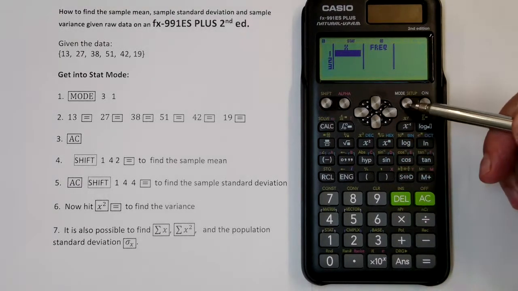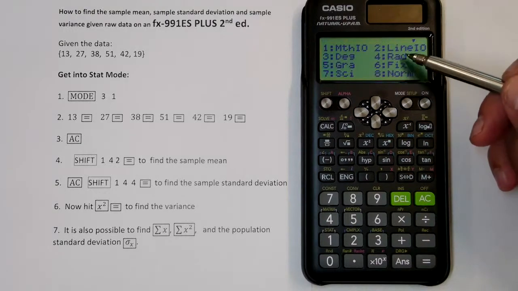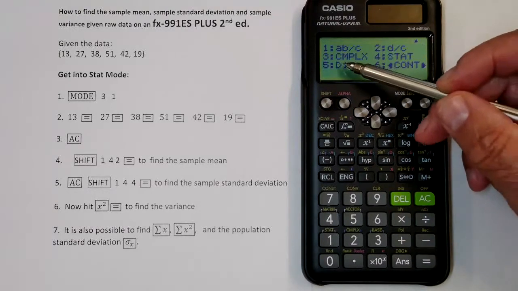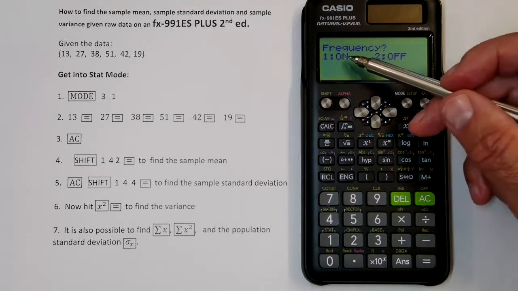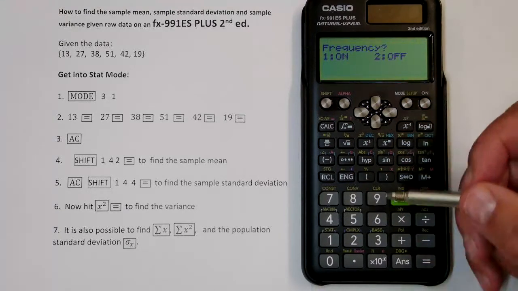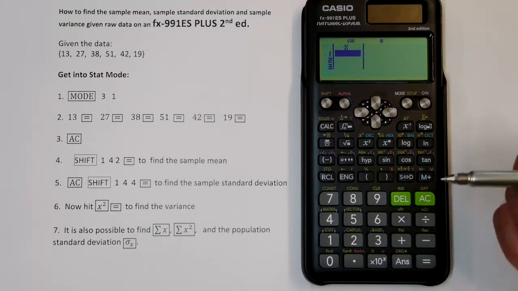Hit Shift, Setup, and then if you hit down, number 4 is statistics. And do I want my frequency on? No, 2, I want it off. So it gives it to me this way. So if this is the way it looks, great. If it looks the way you previously had it, that's fine too. If it looks like this, it looks good as well.